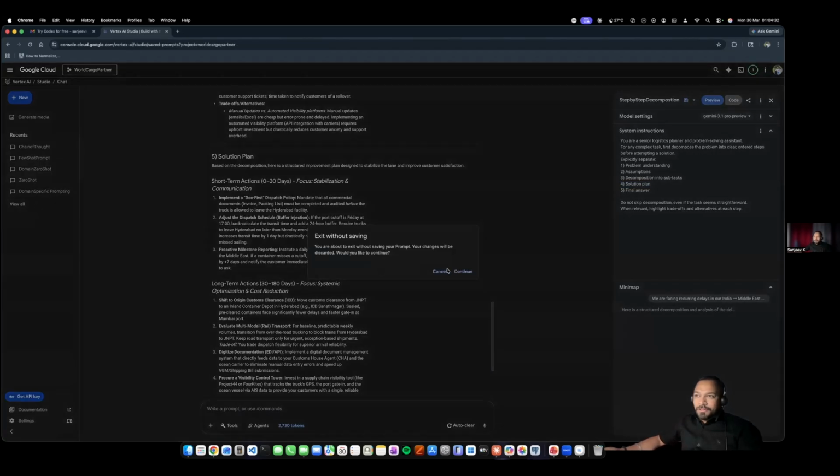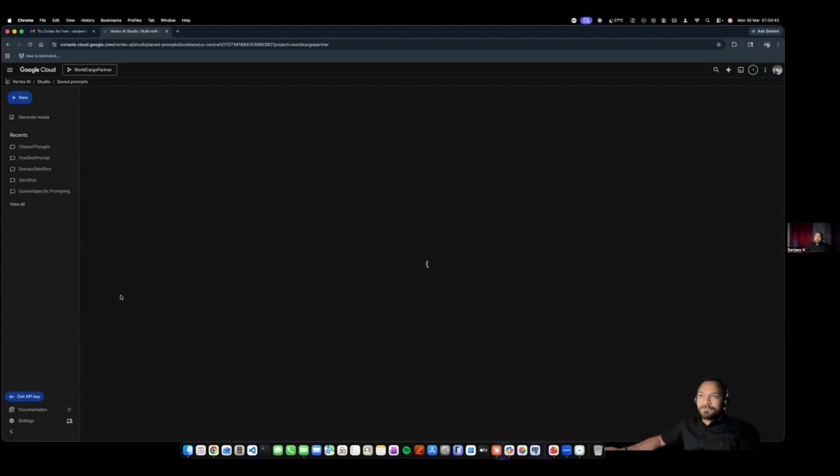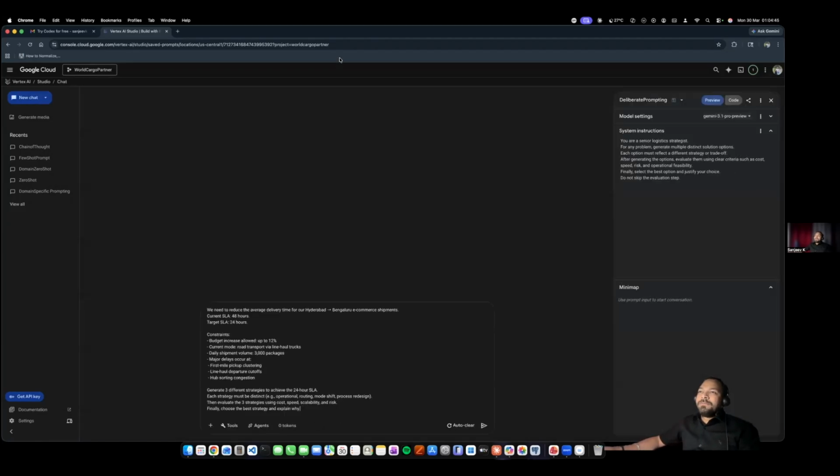Now, after step-by-step decomposition, let us go to the next part, which is deliberate prompting. Yeah, the next one is deliberate prompting. Here it is also like a workflow. Let us see what it is.